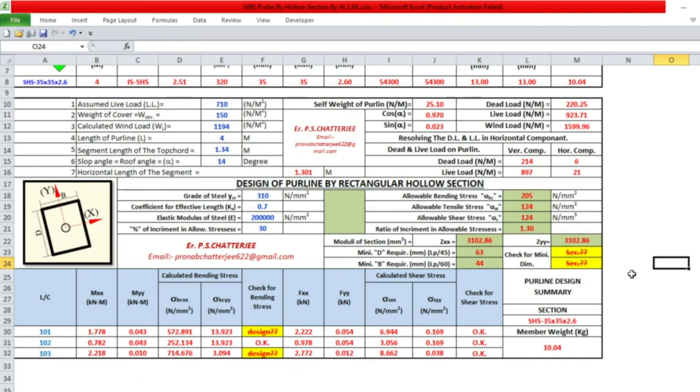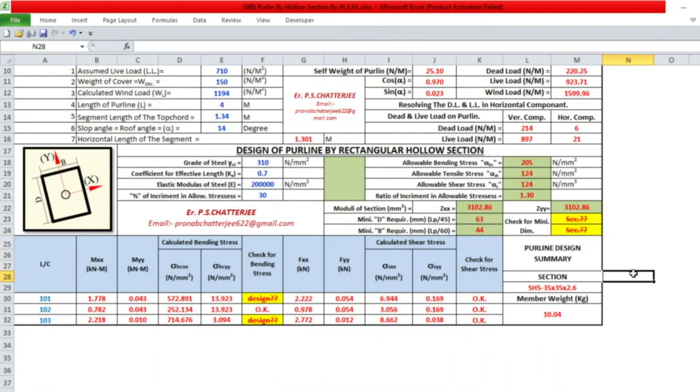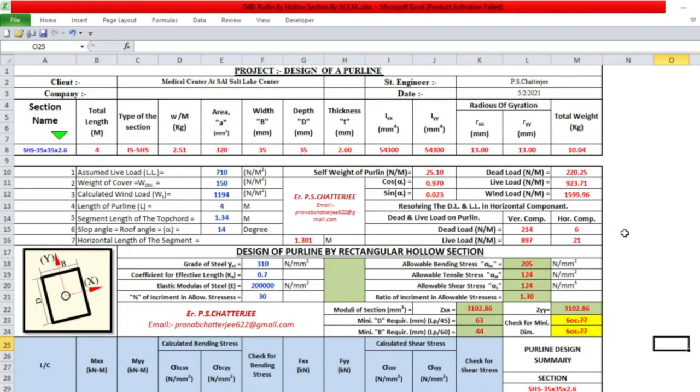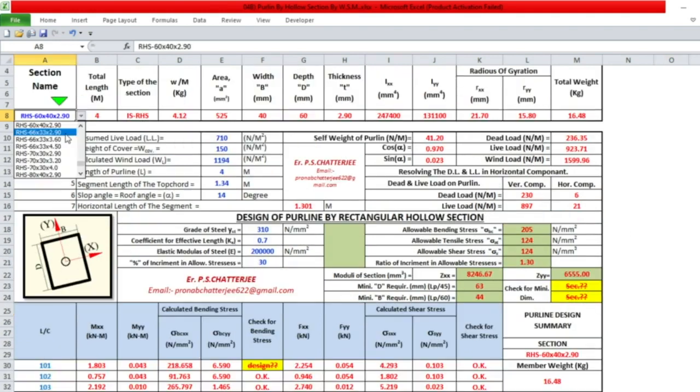Now we have to choose some section whose depth is 63 and width 44 millimeter. 60. Again we have to increase. Little bit we have to go. This 98, 48, 3.2.